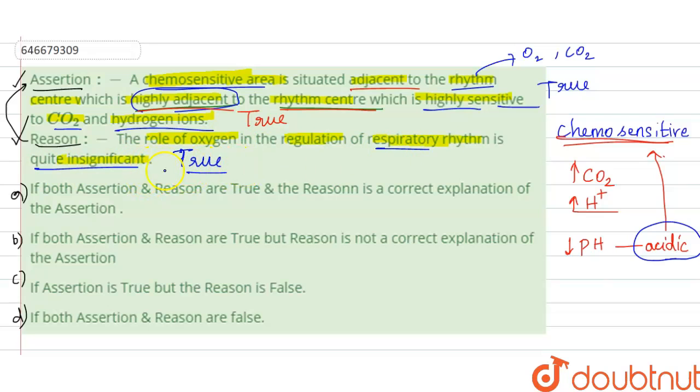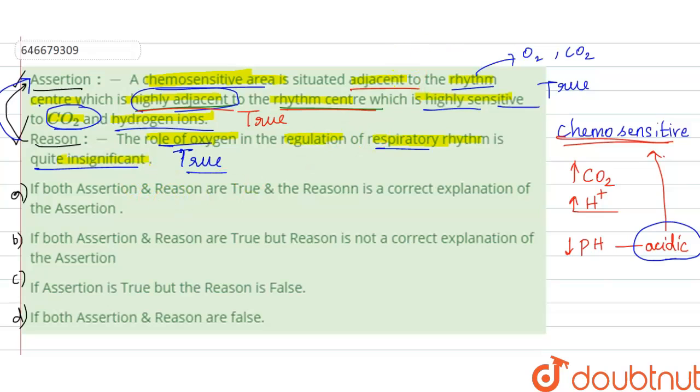So this statement is also true, but the reason is not the correct explanation of the assertion. As we say, the assertion is discussing carbon dioxide, the chemosensitive area and the rhythm center, and the reason is talking about the role of oxygen in the respiratory rhythm. So they are not related. The reason is not the correct explanation of the assertion. They are correct statements, but they are not explaining each other.